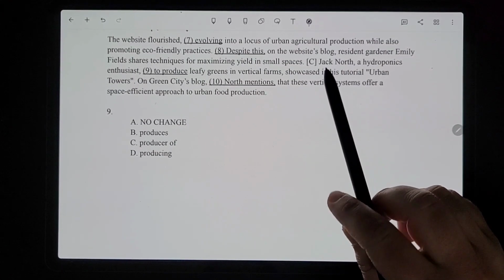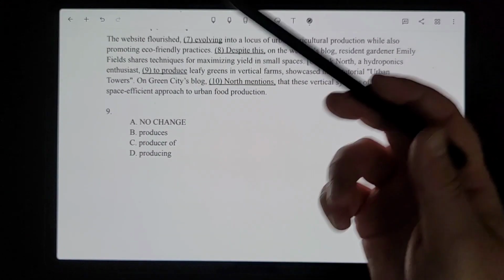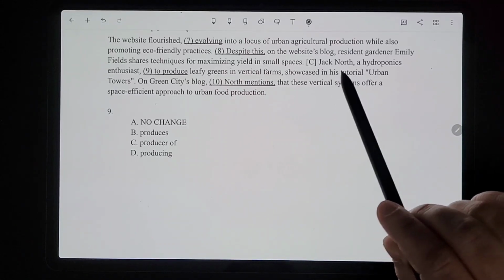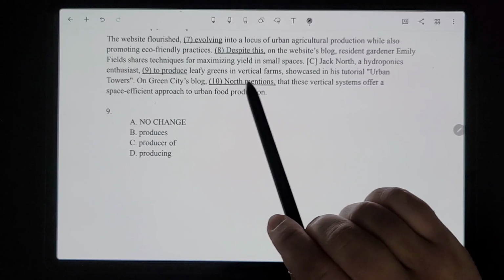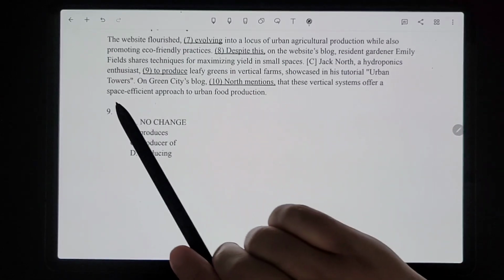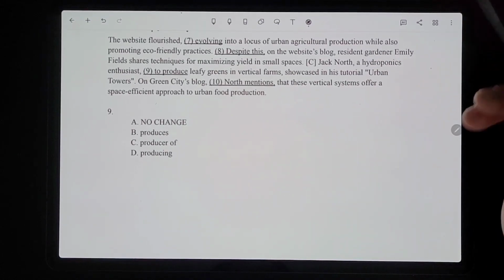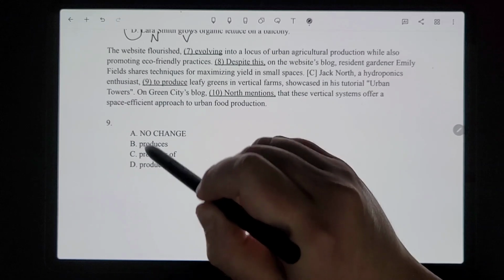So this one says that we're determining whether number 9 should be as is, which would just be keep it as to produce, or change it to one of these. So it says Jack North, a hydroponics enthusiast, to produce leafy greens in vertical farms showcased in his tutorial Urban Towers. No, absolutely not. That's not a complete sentence that makes sense. So no, it cannot be no change for sure.